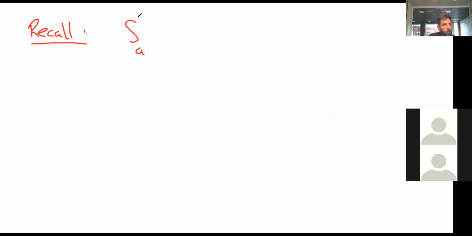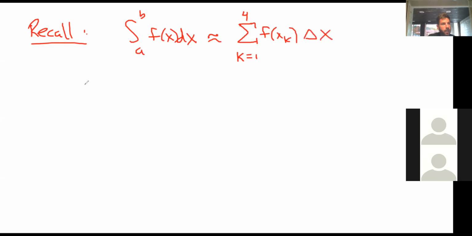Recall the integral from a to b of f of x dx is approximately the sum, k goes from 1 to say 4, we'll use 4, I asked you to use 4, of f evaluated at x sub k times delta x. Now, what do these things mean? Well, this is when delta x is (b minus a) over 4.